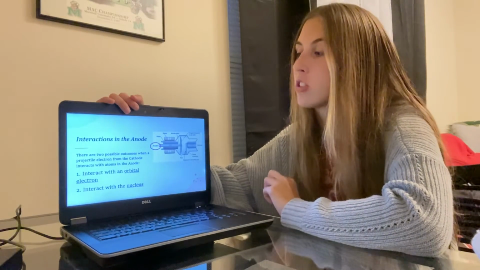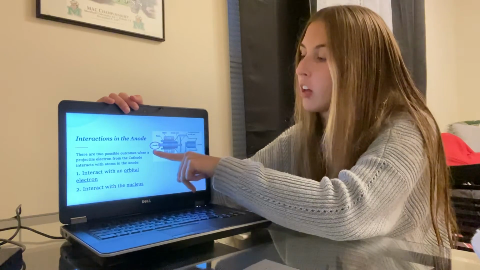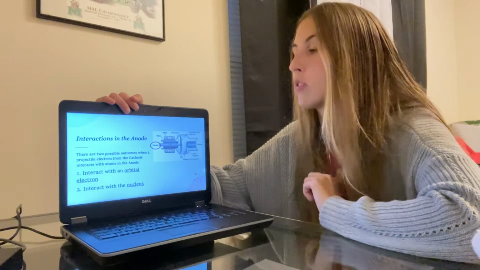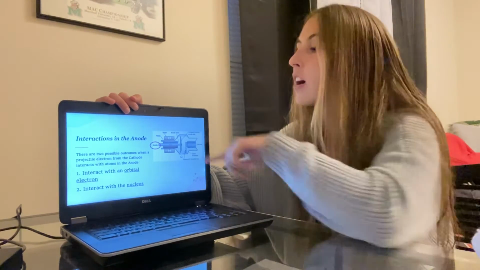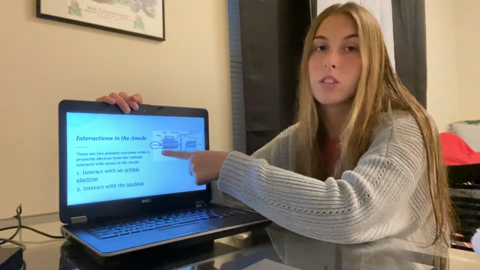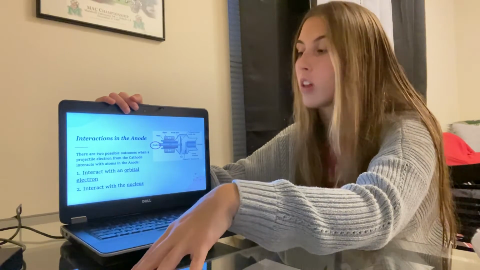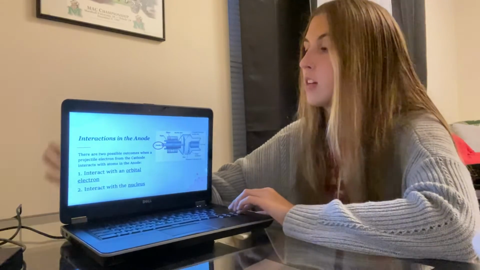Next, we have interactions within the anode. This is a picture right here of the X-ray tube, and I have the anode circled. It's right here. So there are two possible outcomes that can occur when a projectile electron from the cathode end interacts with atoms in the anode, so coming from this end to this end. The first kind of interaction happens when it comes into contact with an orbital electron, and then the second kind is if it comes into contact with the nucleus.